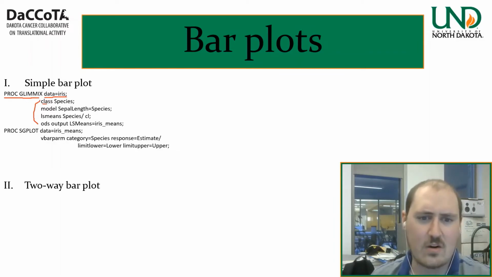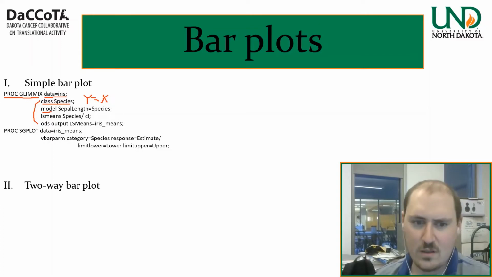Anything that's a categorical variable needs to be in this class statement, and then this is our model statement. Think of this as y equals x, so our y variable and our x variable is species. Then we need our least squared means, that's the values that we care about to use on our ggplot. So by species, that's our x variable, and then an optional thing we want is confidence limits, CL. We'll output this into a new data set that we're going to call iris means.